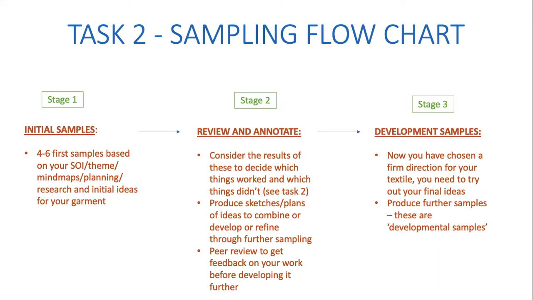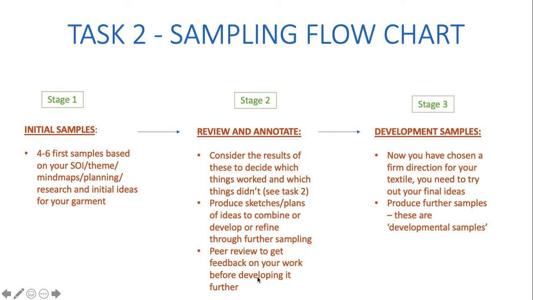So I've done a bit of a flow chart here to explain how that will work. So stage 1 we should already have done. We said this was 4 to 6 samples. The initial ones based on your statement of intent, your theme, what your basic ideas were, things you had in your mind when you very first started researching the project. We then need to move on to review and annotate, which is where we're deciding which things worked, which things didn't. We're producing sketches, new plans. We've done the peer review to get some feedback on our work and decide how to develop it further. So stage 2 should be mostly done.